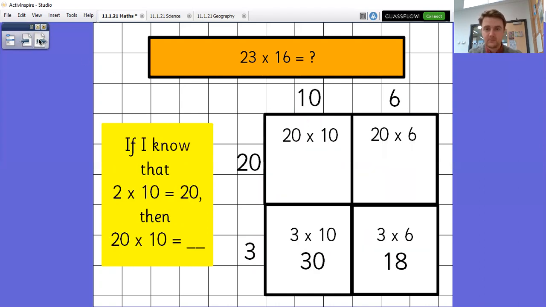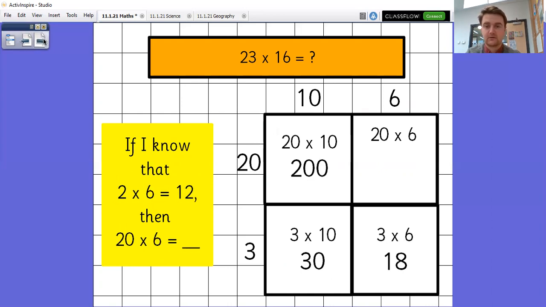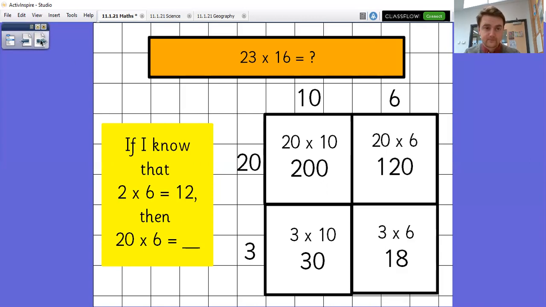But going back to our sums, I always start off with the ones that I know off the top of my head. So 3 times 6 is in my times table, so I know that's 18. 3 times 10, I know is 30. With this one, if I know that 2 times 10 is 20, then 20 times 10 must have an extra 0 added onto the end of it. So that will give me 200. And if I know that 2 times 6 is 12, then 20 times 6 will be 120.